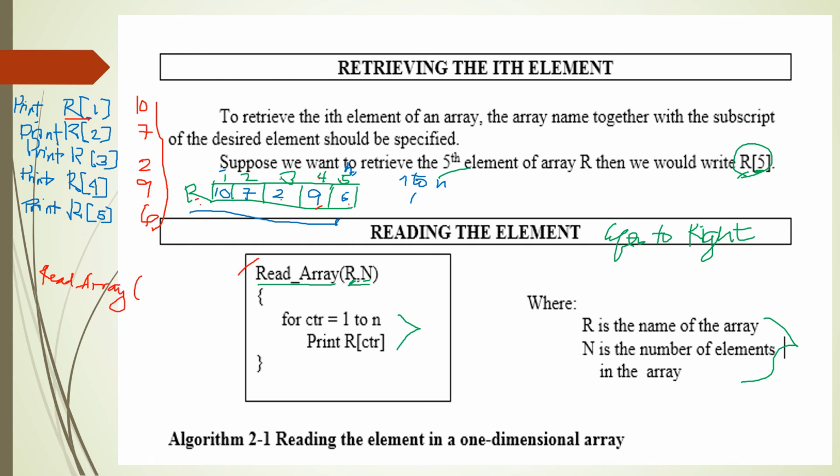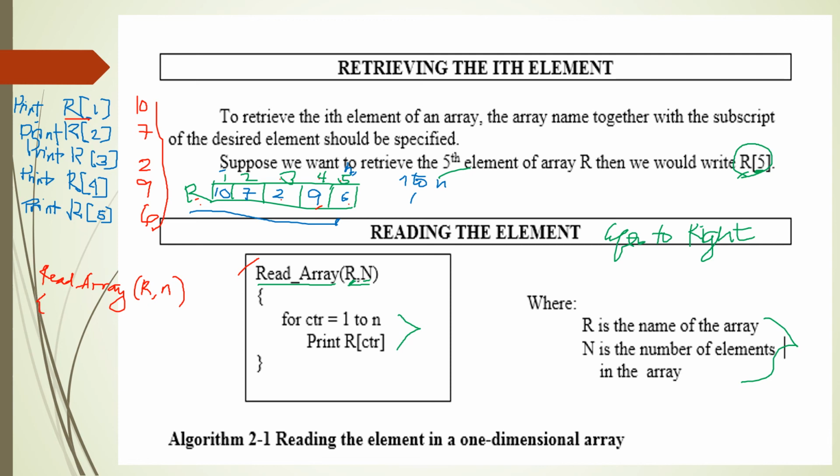Okay? What are our inputs? So, possibly, you may include the input parameters here or not. But anyway, for consistency, we will place the input statements here. So, R is the name of the array and N pertains to the size of the array.